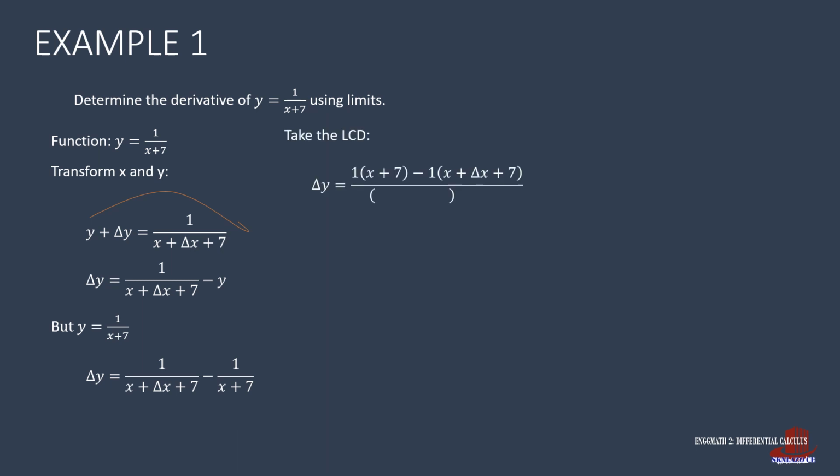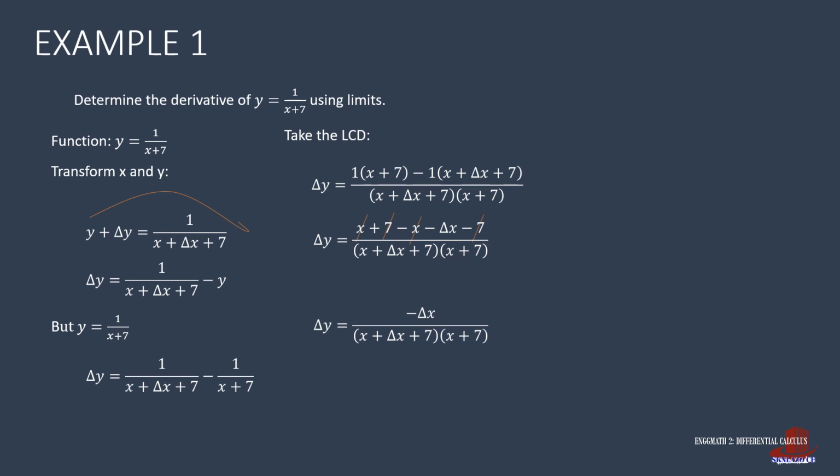Take the least common denominator to create a single quotient. Now the expression becomes delta y equal to x plus 7 minus x minus delta x minus 7, all upon the quantity of x plus delta x plus 7 with the quantity of x plus 7. There are several terms from the numerator which can be cancelled out, leaving the equation to delta y equal to negative delta x over the same denominator.